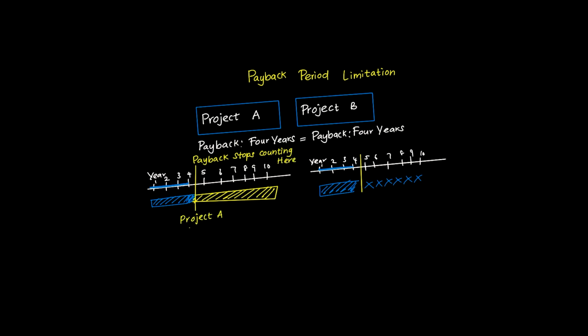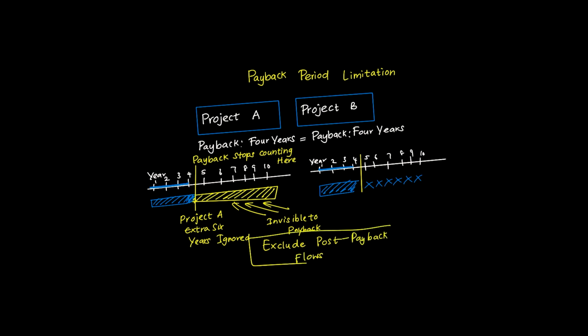This means payback period can make a 10-year cash generator look identical to a 4-year project that stops dead after payback. Yes, payback also ignores time value by not discounting, but this scenario specifically demonstrates the post-payback flow problem. Project A's extra 6 years of cash generation are invisible to the payback period metric.